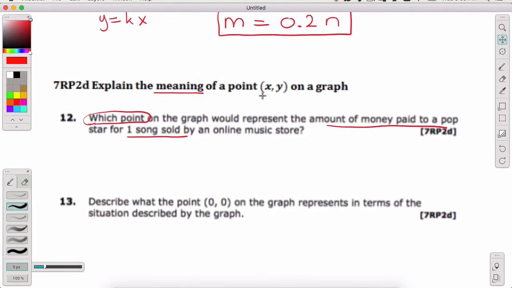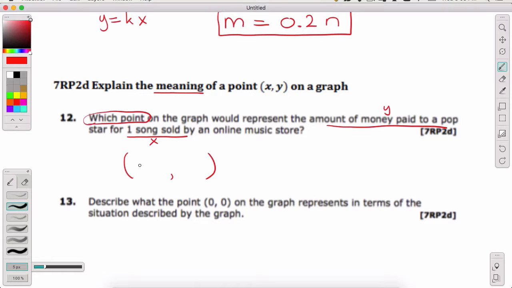So now I can annotate my question. Amount of money paid to a pop star, that's the Y. Songs sold, that's the X. So, the question is asking about a point. So I know that my answer is going to look something like this. It's going to be X number, comma, Y number. Now the X number is already given for me.